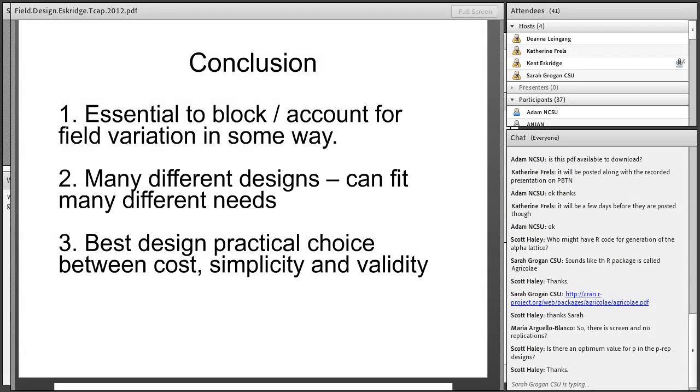Okay, conclusion. I did this in 45 minutes, well, that's great. Hopefully you have time for questions. My conclusions here would be that probably the most important thing about all of this, if you had to remember one thing, is you need to block. The most important thing is to try to block your field in such a way to remove that field variation. And however you do it, well, maybe that's not as important as doing it.